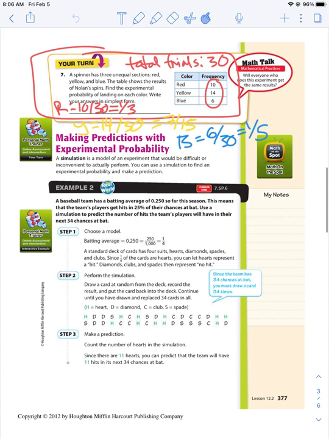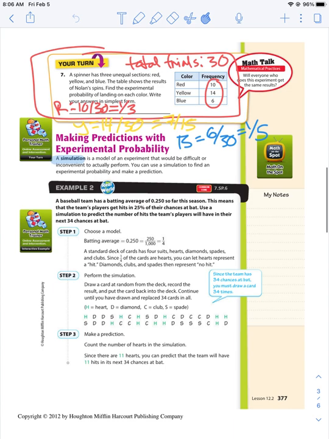All right, so we found that by putting the total number of times it happened over the total number of trials. So total outcomes over total trials. All right, so next we're going to talk about making predictions with experimental probability. A simulation is a model of an experiment that would be difficult or inconvenient to actually perform. So it's like you're pretending to do the experiment. You can use a simulation to find an experimental probability and then make a prediction of what would happen in the actual scenario. So let's look at our example.